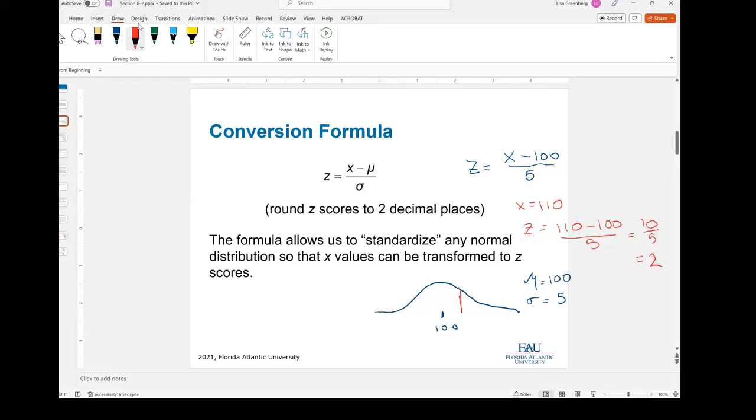Now, I've made our Z number 2, which means we're 2 standard deviations away from the mean. So this would be 2 standard deviations, right? Which is true because my standard deviation is 5, and I picked 110 for X. So 1 standard deviation would make it 105. 2 standard deviations would make it 110. So perfect. So we normalized it, okay?